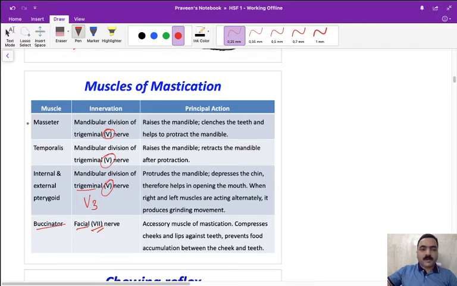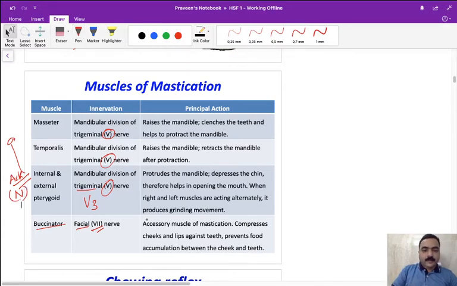Also remember, these are all skeletal muscles, so they are not supplied by the sympathetic or parasympathetic system. There is no involvement. The nerve supplies the skeletal muscle directly, and the neurotransmitter is always acetylcholine, and the receptor is the nicotinic receptor, because these are skeletal muscles.